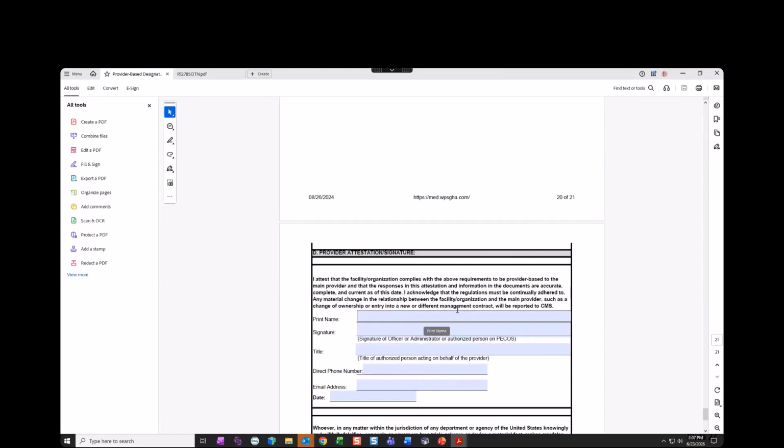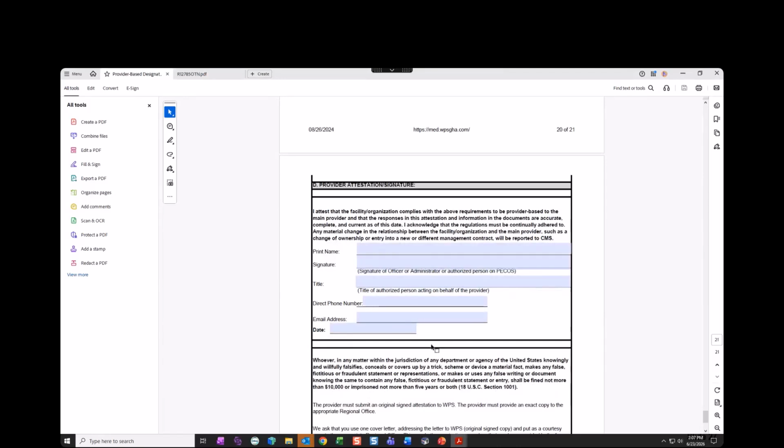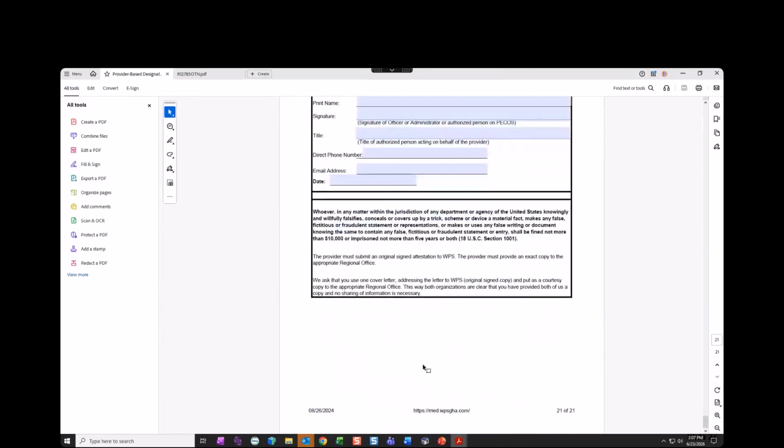But again, that's purely coming from me. We have to wait and see what CMS says. And of course, it has to be signed and submitted. So a lot of information on it.